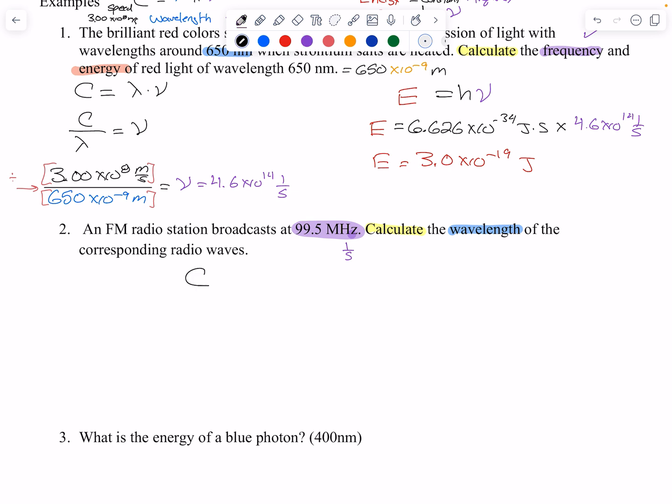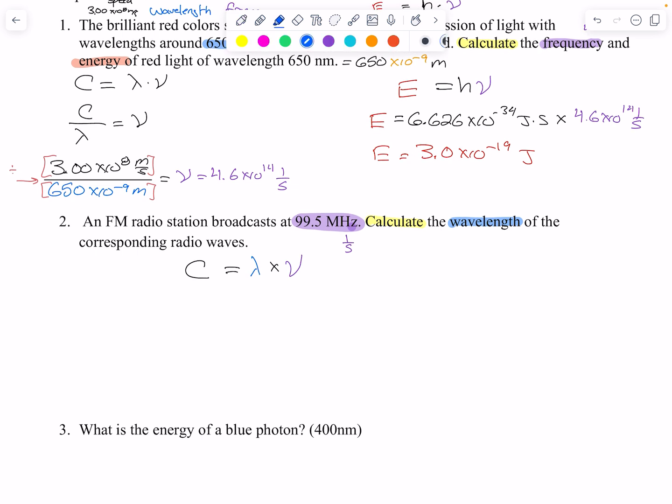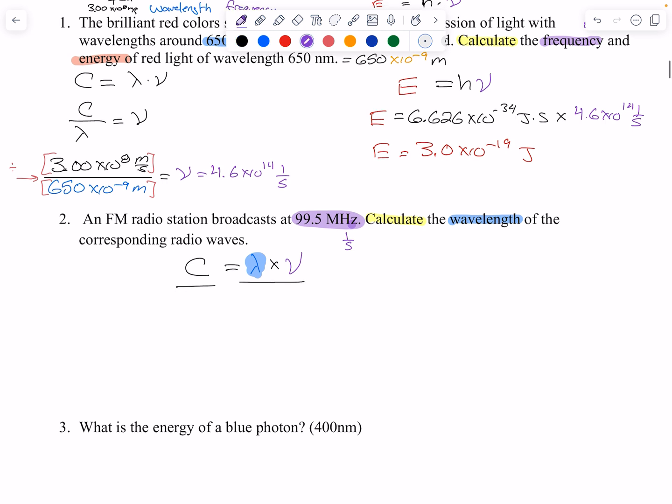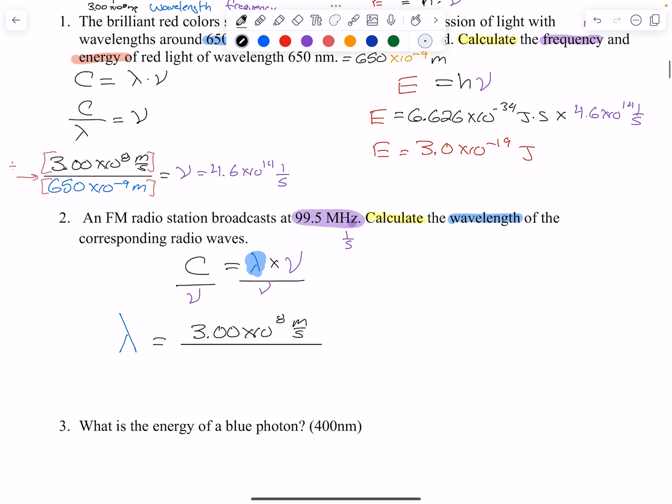I'm going to use c equals lambda times nu. And we can divide both sides by nu. All right, so my wavelength will equal 3.00 times 10 to the 8th meters per second divided by 99.5. That capital M, we'll have to look up what capital M is.